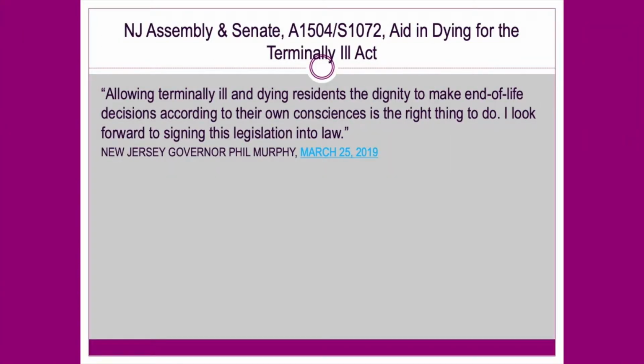I'm going to move to 3 areas in the ethical arena. This was a headline I read just a few weeks ago in the New Jersey paper. New Jersey passed a law. It's one of 6 states in this country that passed a law, and in this state they call it the Aid in Dying for Terminally Ill Act. Governor Murphy is going to be signing this, and I'd like to read his quote from when the bill was passed. He said, allowing terminally ill and dying residents the dignity to make end-of-life decisions according to their own conscience is the right thing to do, and I look forward to signing the law.